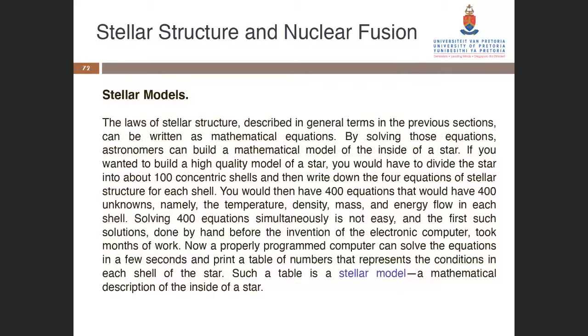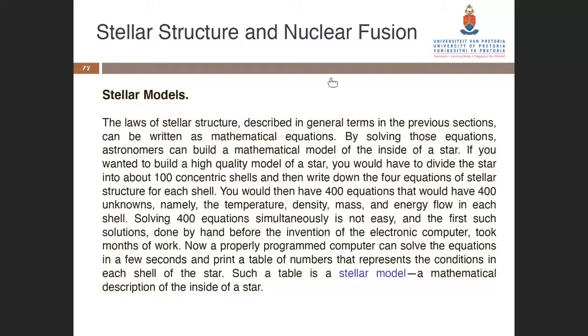Then we have stellar models. The laws of stellar structure, described in general terms in the previous sections, can be written as mathematical equations. By solving those equations, astronomers can build a mathematical model of the inside of a star. If you want to build a high-quality model of a star, you would have to divide a star into about 100 concentric shells and then write down the 4 equations of stellar structure for each shell.